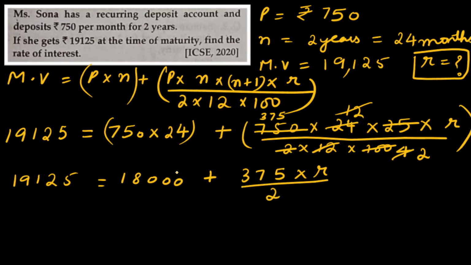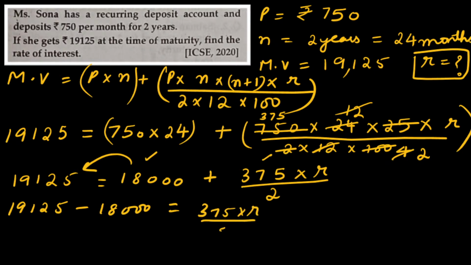First of all, step by step we have to do. This is a different term. Whenever we do shifting here, the terms which are getting added, those terms we shift first. So 18,000 is getting added, and we have to find the value of R, so everything we have to shift to the other side. First of all 18,000 will shift. 19,125 minus 18,000 is equal to 375 into R by 2. After subtracting this, we get 1125 equals 375 into R by 2.